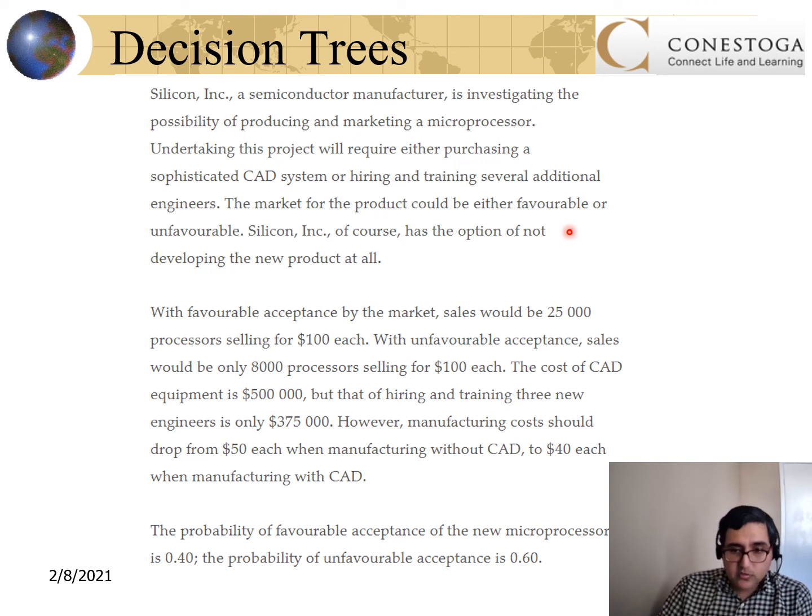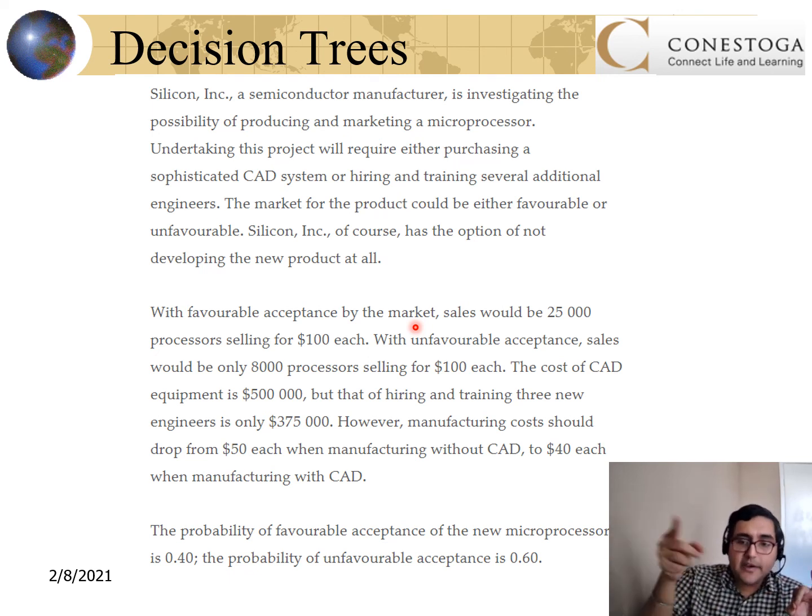You do not know at the beginning whether the market will be favorable or unfavorable. Now, there is a third option that this company can decide on: not developing any new product. So there are three options given. One option is not to make any new product. Option 2 is to make the new product and purchase the CAD software. The third option is to make the new product but hire new engineers. So there are three options in front of this company.